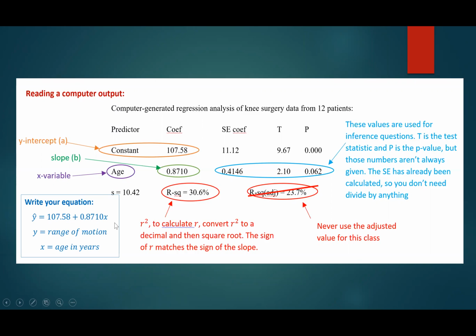So you write your equation like that. Y hat equals 107.58 plus 0.8710x. And then you need to write out what x and y are in words like this.